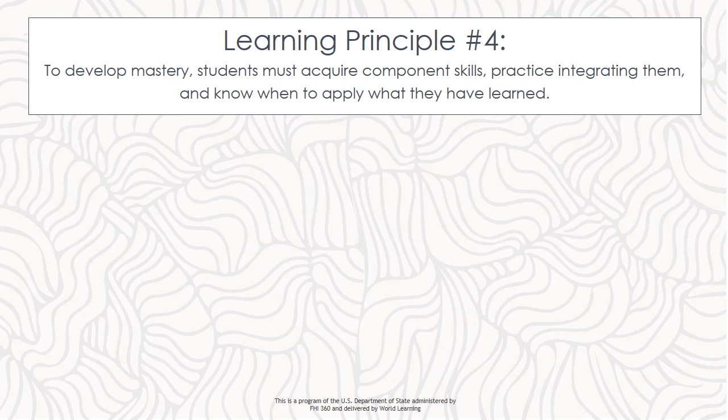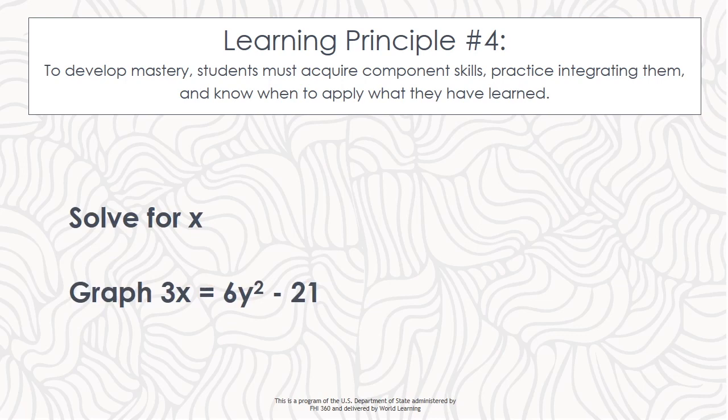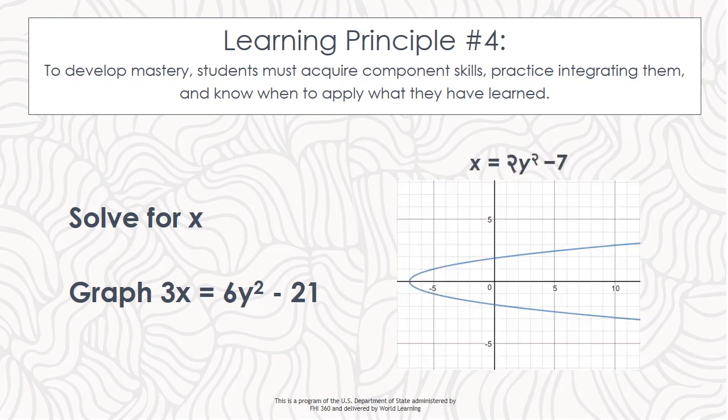For example, in a math class, if the students have to both solve for x and graph the equation 3x equals 6y squared minus 21, it is better to explain and practice each step in isolation at some moment. In a later moment, the relationship between solving for x and graphing the results should be reinforced.